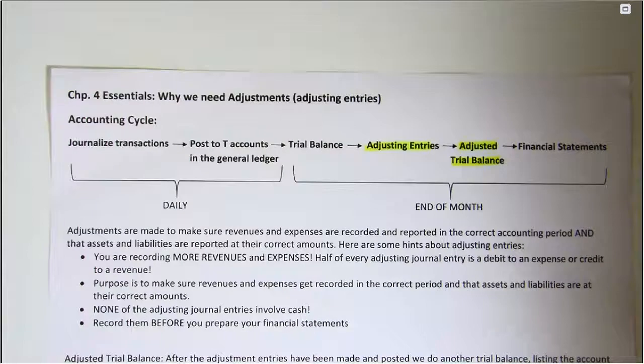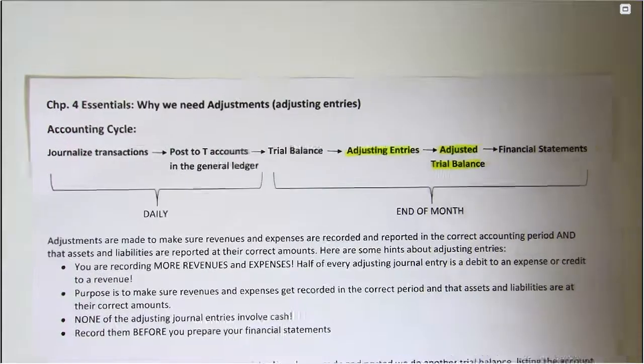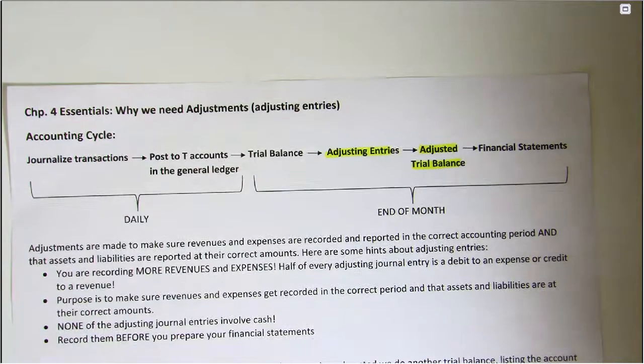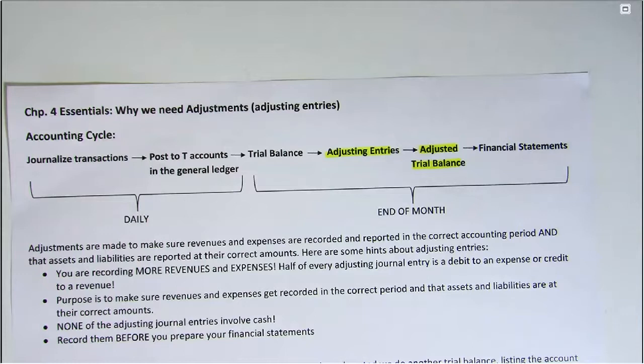Okay, now hopefully you've either read Chapter 4, you've watched the mini lecture, or you've taken a look at the concept overview video so that you're familiar with why we do adjusting journal entries. But let's remind you of where we are in the accounting cycle.